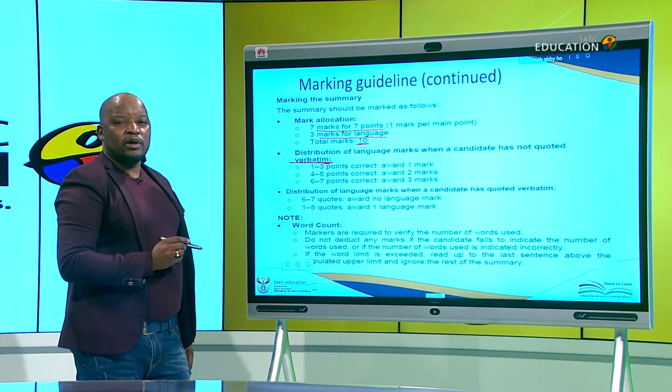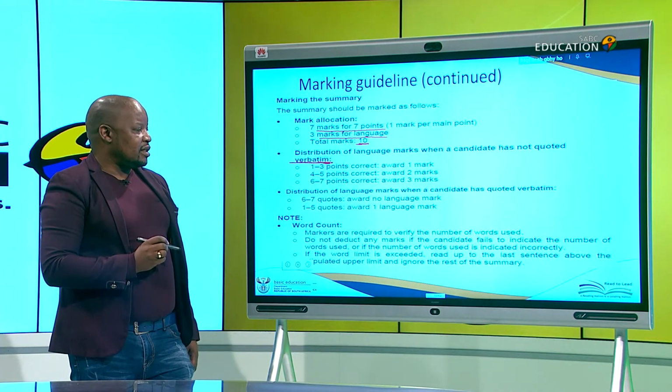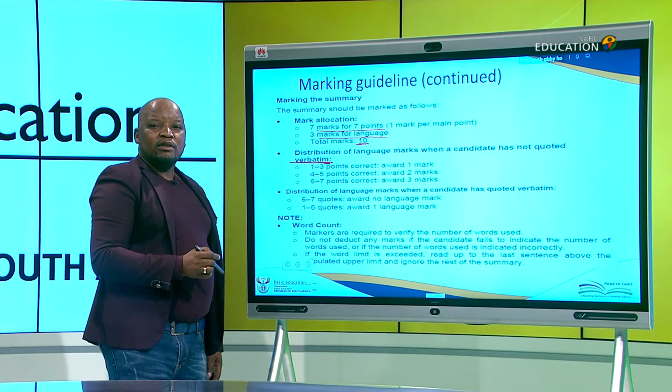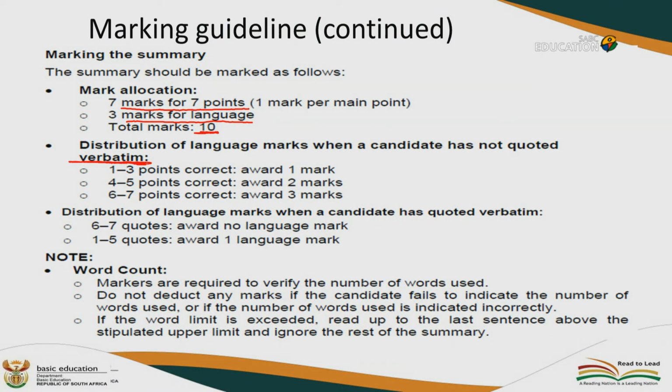Now, this is how the language mark is going to be distributed. 1 to 3 points correct, you're going to get 1. 4 to 5 points correct, you're going to be allocated 2 marks. If it is 6 to 7 points correct, you allocate 3. It will be 7 plus 3. Then it will give you 10. If your language is correct, for the 7 points we have, you're going to get 3 marks.